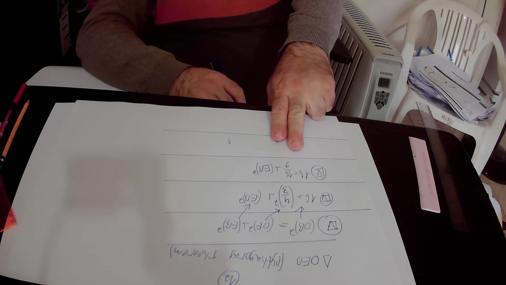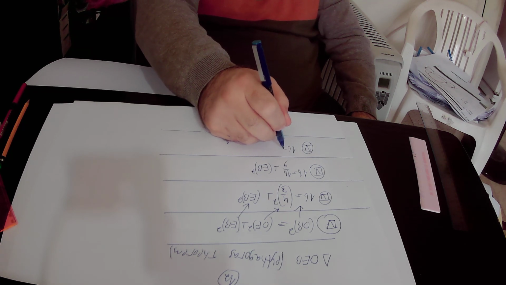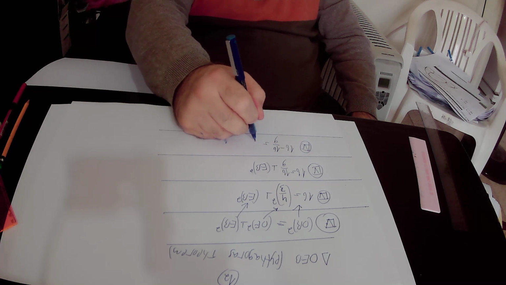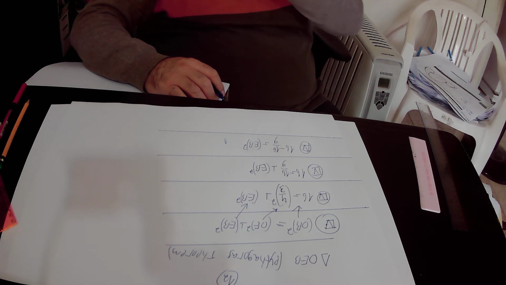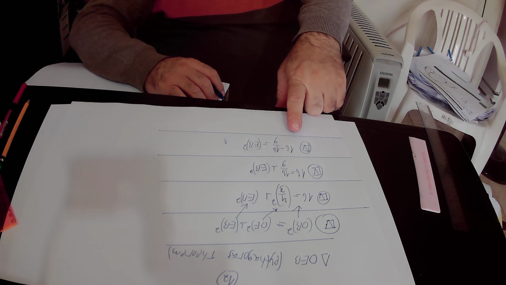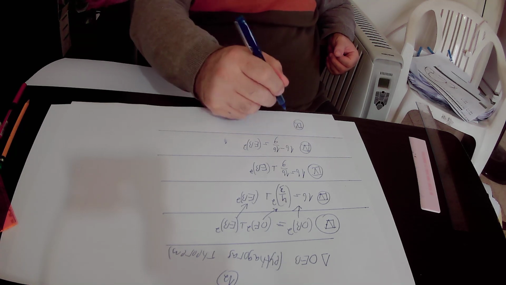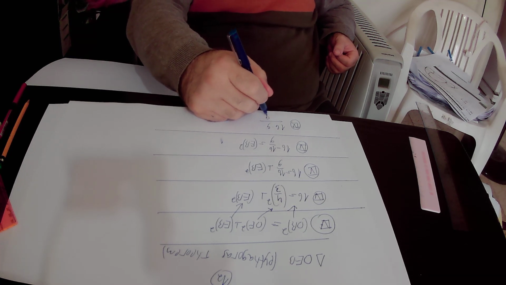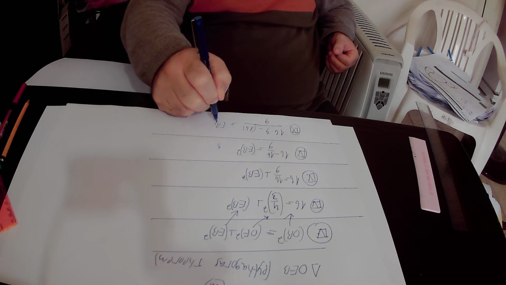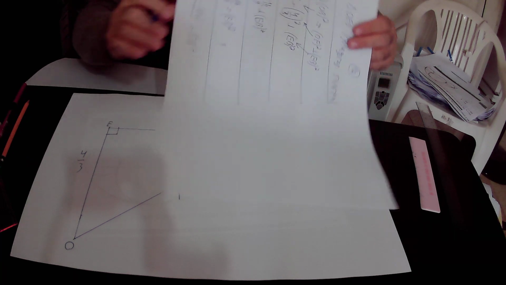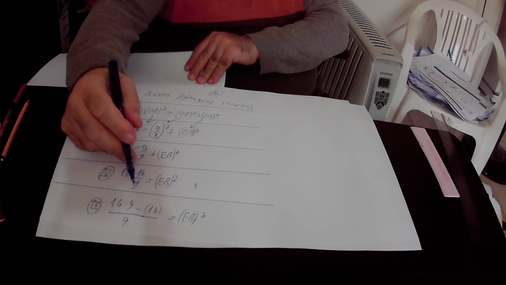Here we will subtract 16 over 9 from equation number 4. From this equation we will get that 16 minus 16 over 9 equals EB square. Again, 16 minus 16 over 9 equals EB square. Here we will multiply 16 by 9 and then divide it by 9 in order to have a common factor with 16 over 9. So we get that 16 times 9 over 9 minus 16 over 9 equals EB square. So here, 16 times 9 minus 16 is 16 times 8, so I'll write it down.